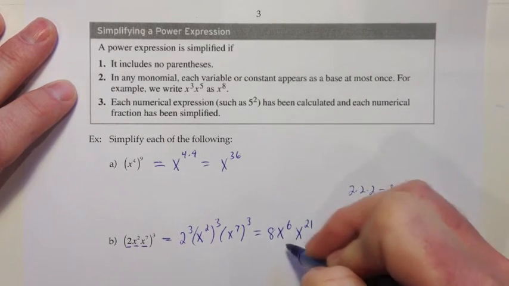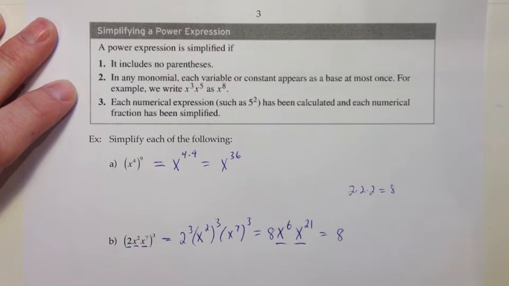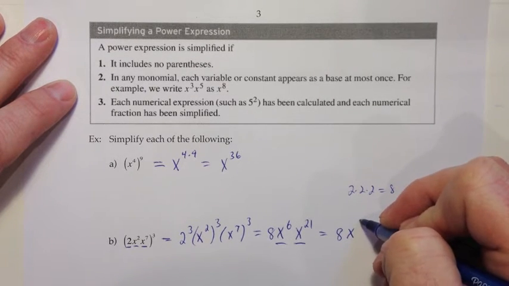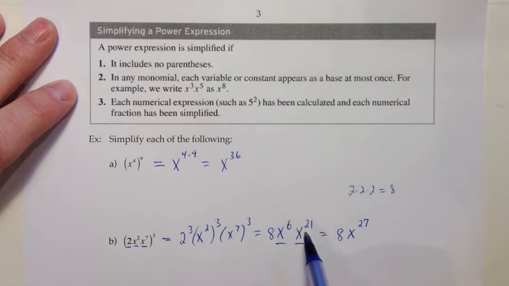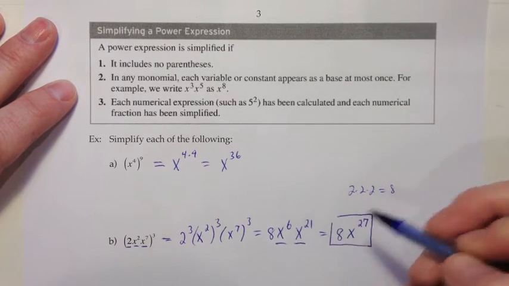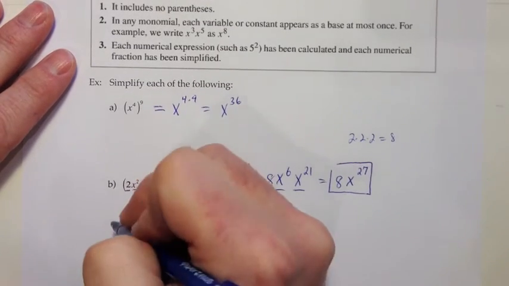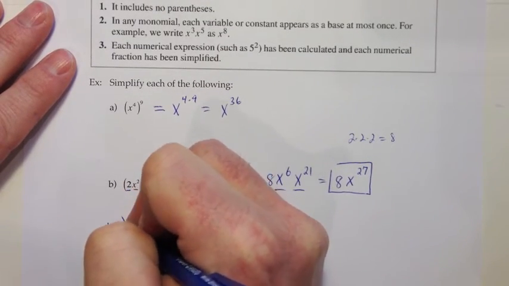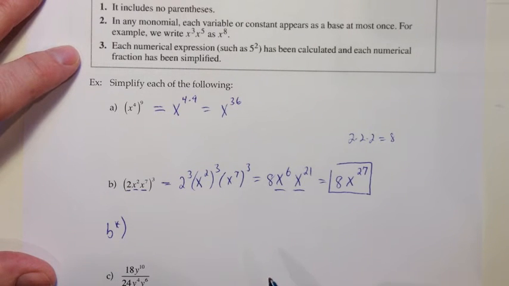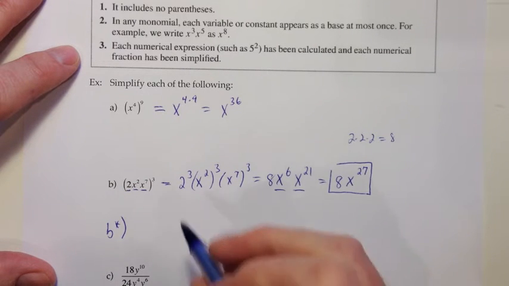And then these are both the same base, so we'd want to combine that, and when you have two things with the same base and you're multiplying, you add their exponents together. So this would be 8x to the 27, where that 27 comes from adding those two exponents. And I'm going to go ahead and box that answer, but I'm going to come back to this, and I'm going to list it also as a B star. And I'm going to show you another way that that problem could have been done as well that might be a little faster or perhaps a little easier.